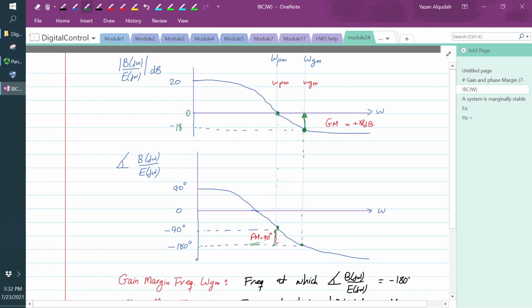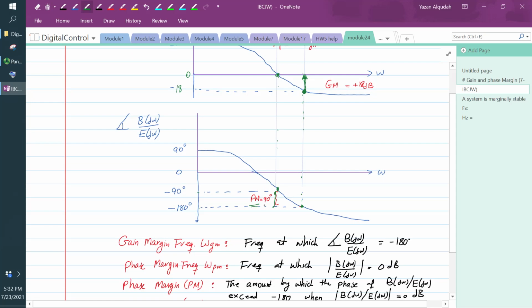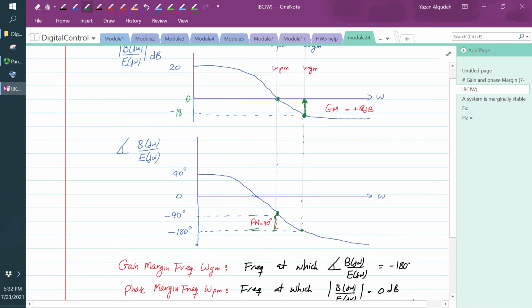And again, if this was, for instance, negative 18 dB, then my gain margin is 18 dB. I know there is negative and positive, and this might be a little bit confusing. Nevertheless, remember, the gain margin is measured from here up. If I am below the 0, then I have a positive gain margin. The phase margin is measured from the negative 180 to the point when the magnitude is 0.